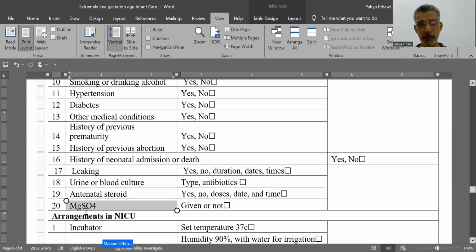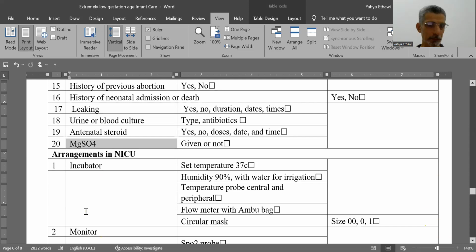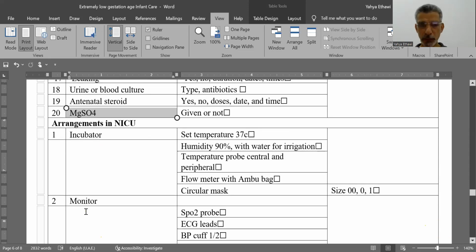The first checklist is what exactly we need before the baby is delivered. That is not a must from the nurse's point of view. But when the doctor has done that, you check the checklist. You check that the doctor has already done it. Then we need to arrange, we have a checklist for arrival to the NICU. So we need to prepare the NICU for the arrival of the baby.